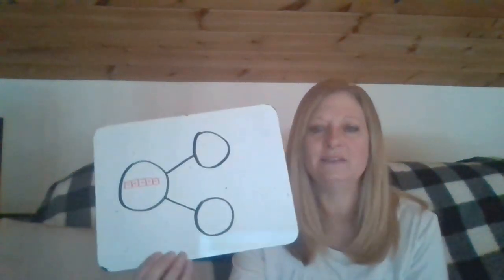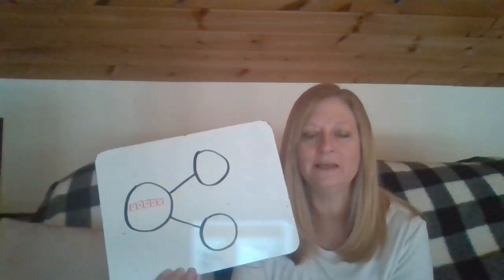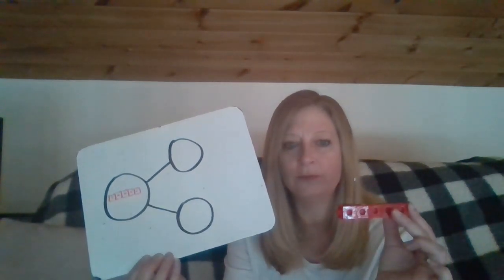Okay? So you're going to be seeing these bonds. Now they're empty, but I'm here to show you how to use the number bond. Okay? So the number bond I have drawn here has 5 links, a train of 5 cubes. Okay? And so I just drew those in for you.